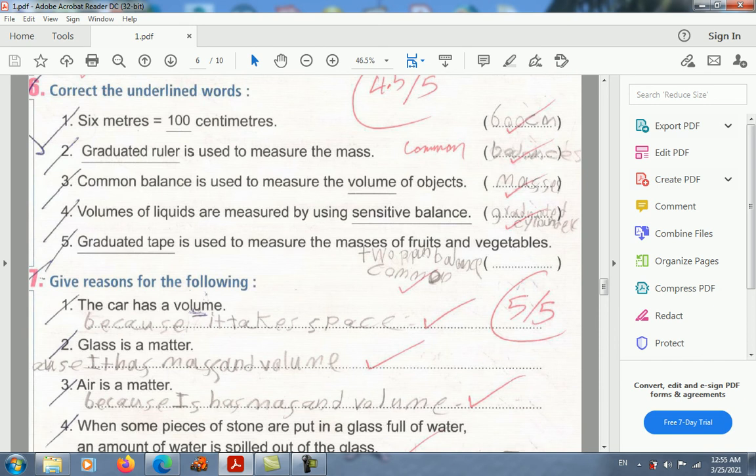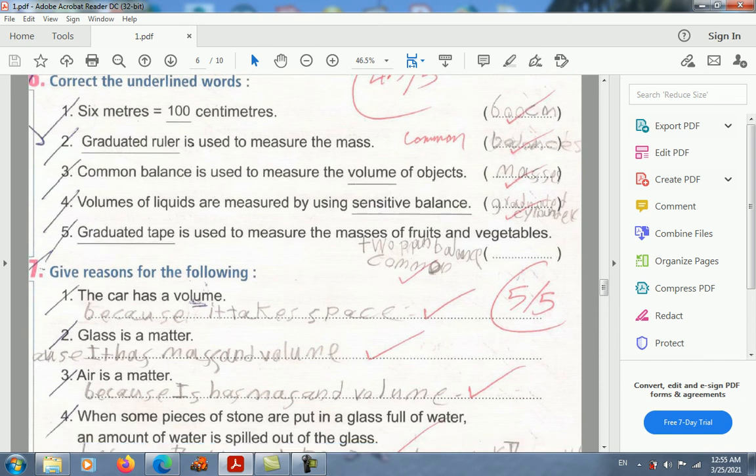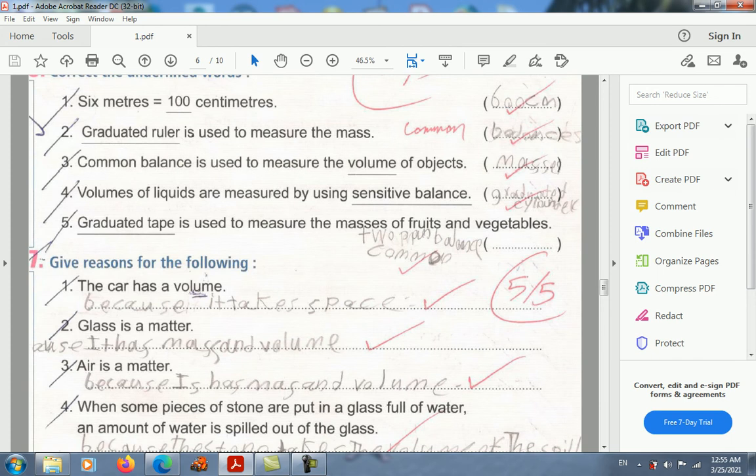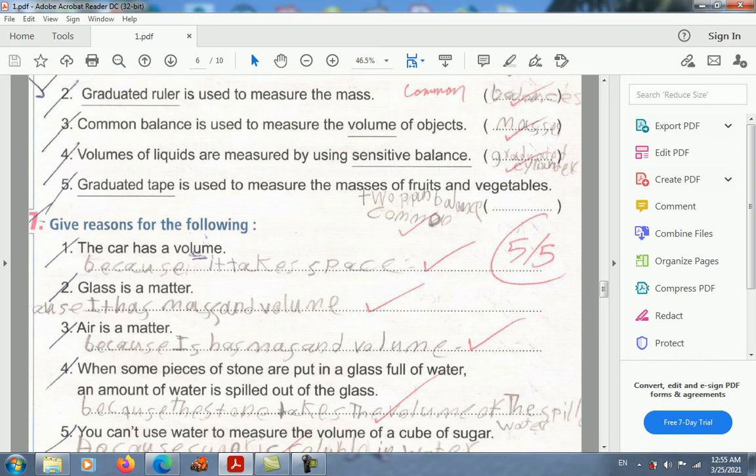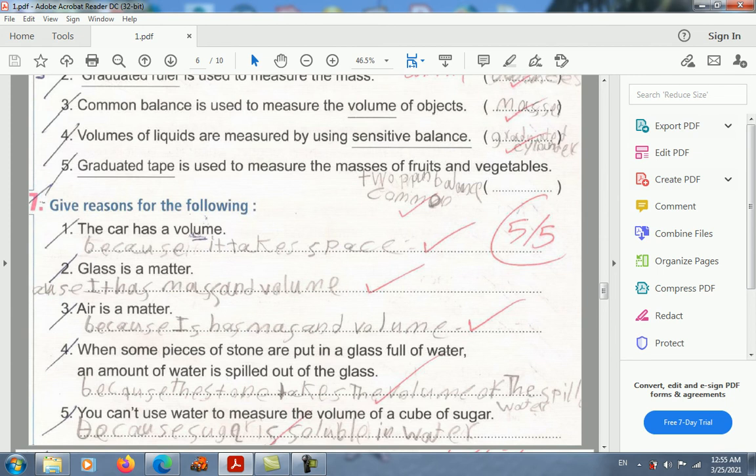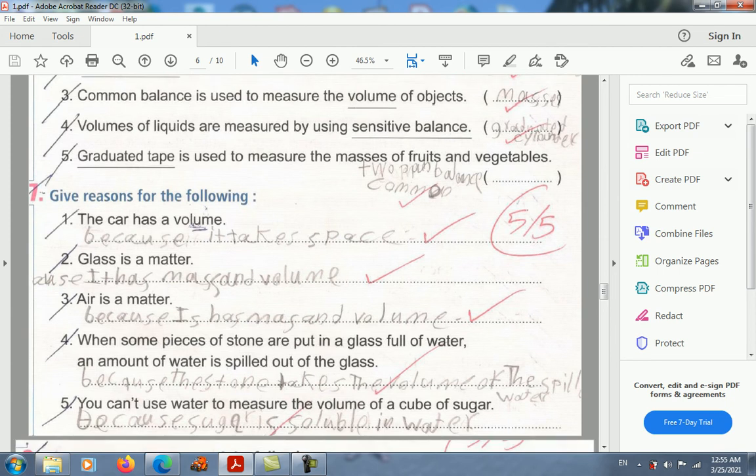6. Correct the underlined words. 1. 6 meters equal 100 centimeters. Of course, it's going to be equal to 600 centimeters. 2. Graduated ruler is used to measure the mass. Of course, wrong. Common balance is used to measure the mass. 3. Common balance is used to measure the volume of objects. Of course not. It's used to measure the masses of objects.